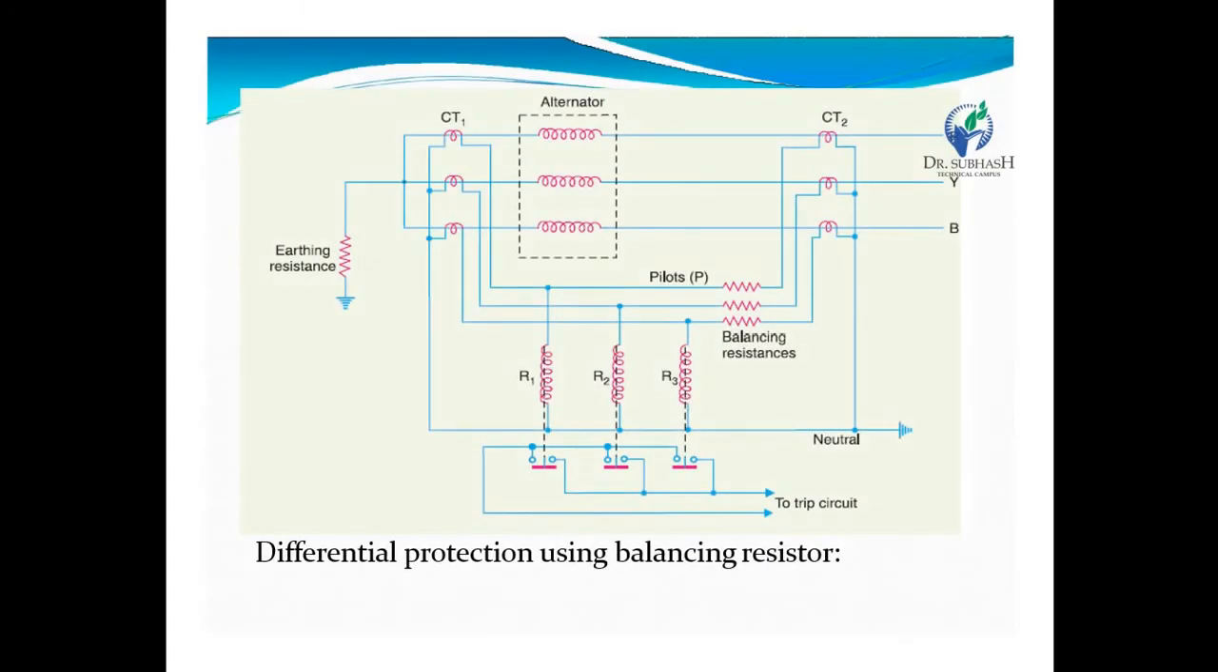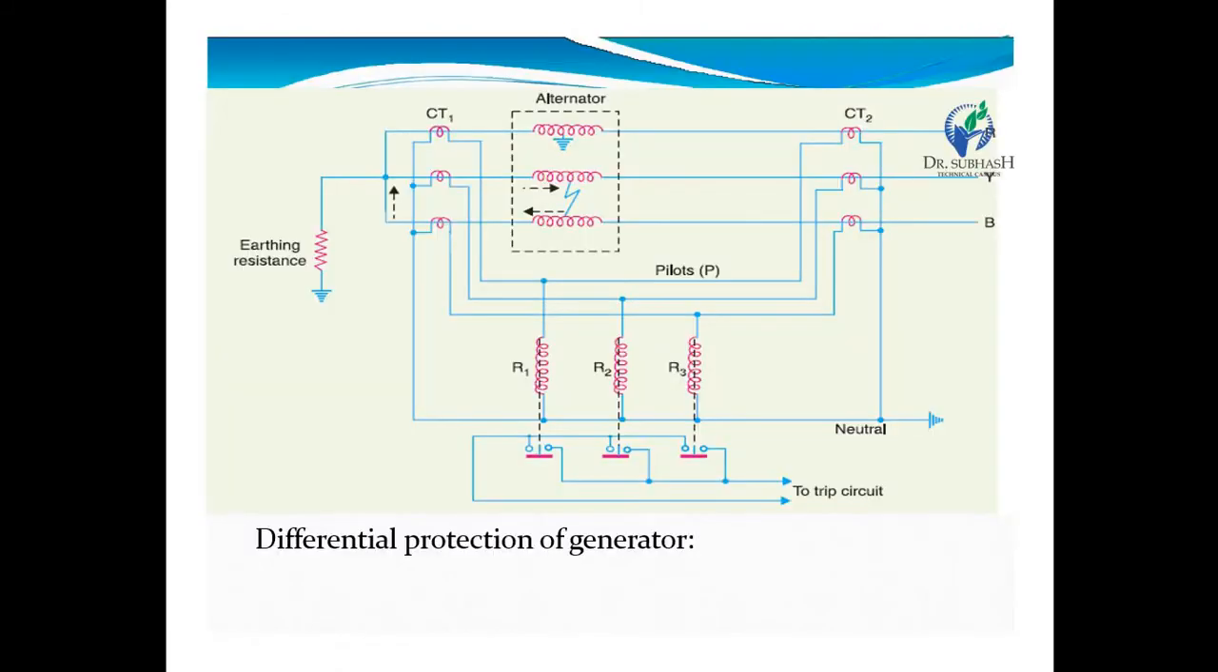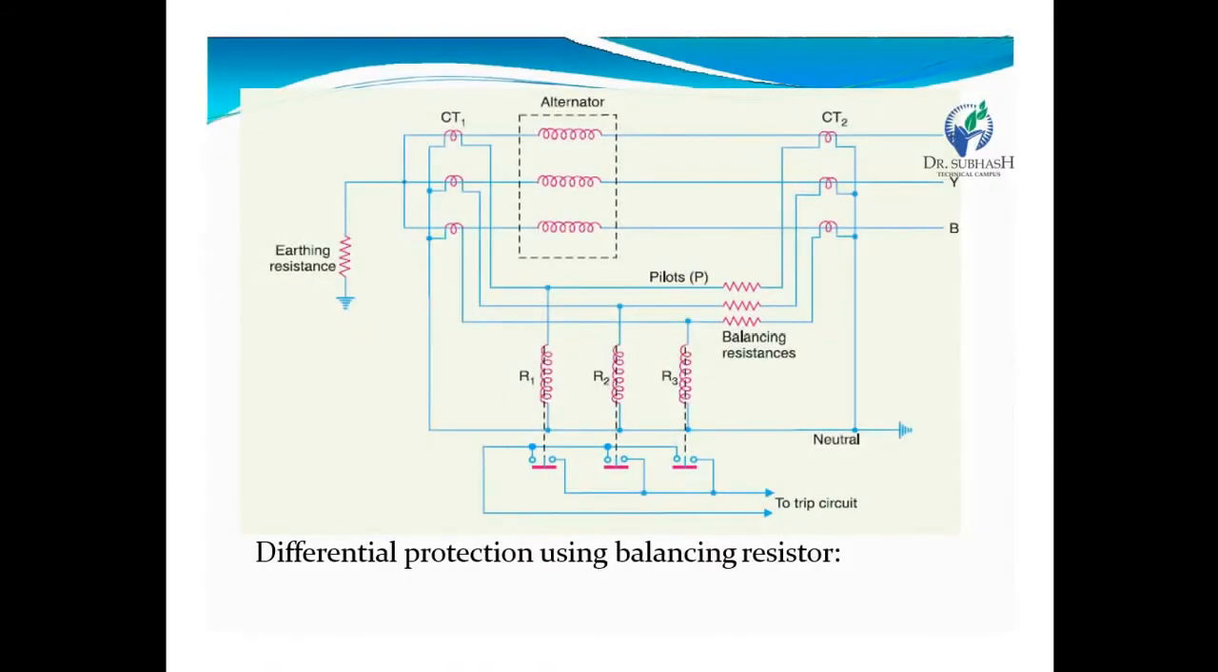Now, differential protection using a balancing resistor. You can see that the earthing resistance is connected here, which was not in the previous scheme, along with neutral grounding also, but here the differential protection scheme is achieved with the balancing resistors.